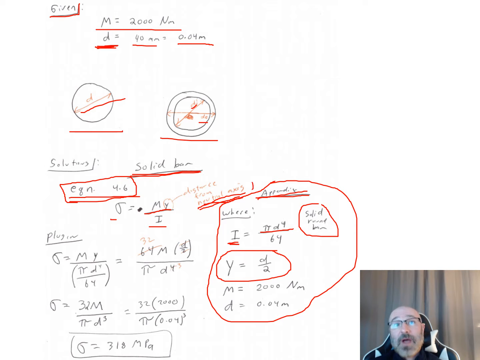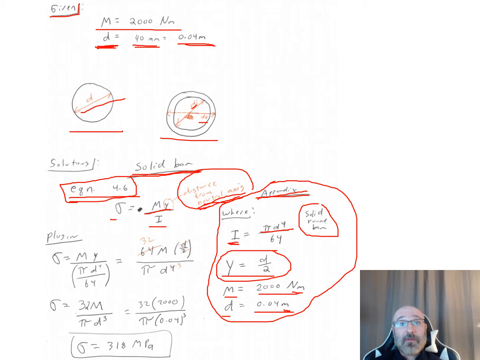So that's, again, why I made these little notes right here, so I understand exactly what I'm doing as I'm writing out all my values for each of my variables. So y is the distance from the neutral axis, which in this case for a solid round bar is going to be my radius, and radius is equal to my diameter divided by 2. And then for my problem statement, my moment is given to me as 2,000 Newton meters. Pay attention to our units, and my d is equal to 0.04 meters. So you notice I converted from millimeters to meters already, so this is now in meters.